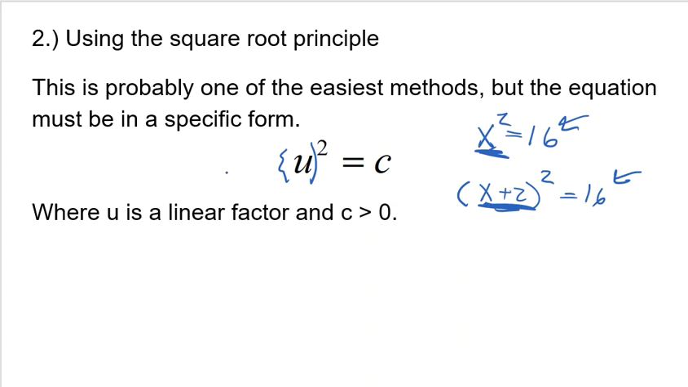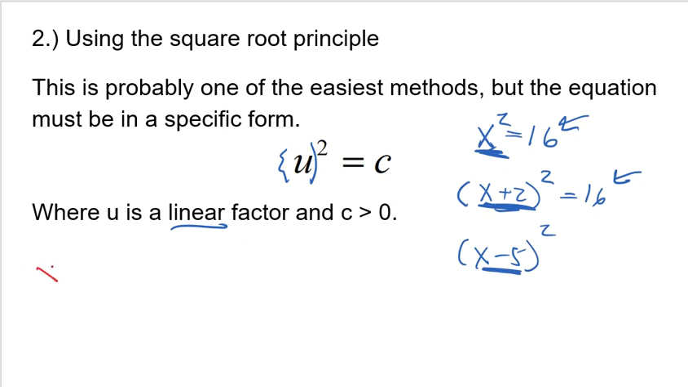So note that I kind of wrote that here. A is a linear factor: x + 2, x - 5, squared, right? The inside has to be a linear factor, and C does have to be greater than 0, and I'll explain why that is right now.